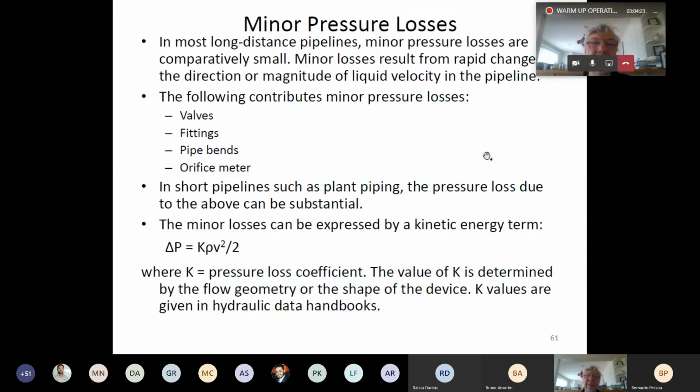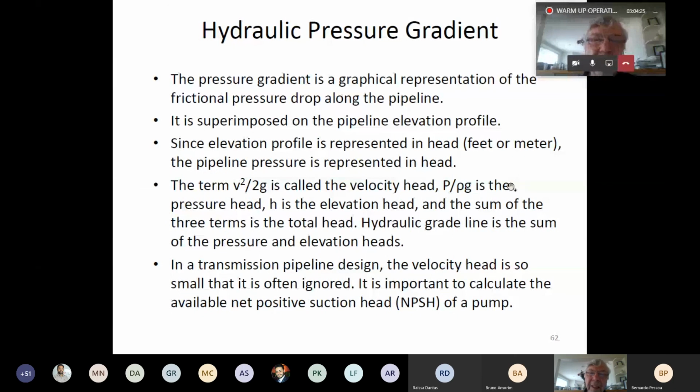Let's look at 62. It's very important that we don't plot pressure when we deal with head, and so we convert pressure to velocity head. And so V squared over 2g is called the velocity head. And when we look at the actual pressure in the pipeline, if we divide that by the density of the fluid times gravity, it'll be the pressure head.